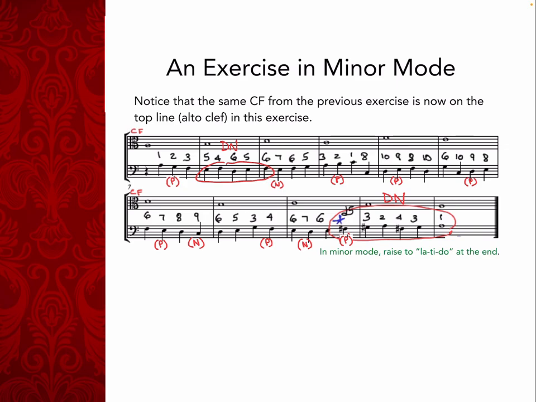All right, now I want you to sing the numbers, but notice that I put in P for passing and N for neighbor on all of the 2s, 4s, and 7s. We have to identify how those dissonant intervals function.